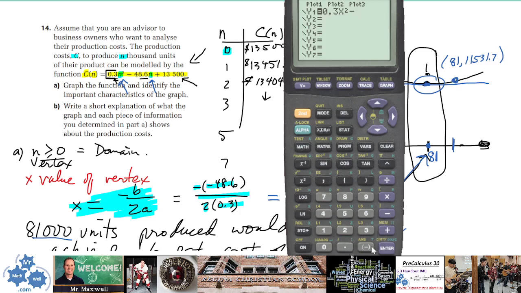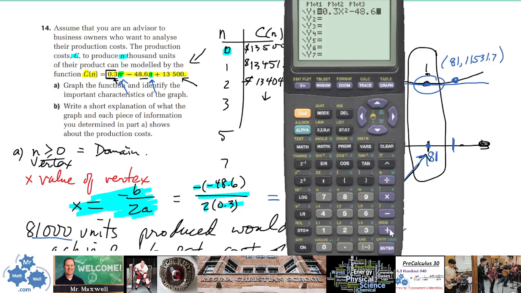They are not interchangeable. So if you have a negative something at the beginning of an expression, you push this button, negative as the first term. If it's something minus something, you have to push this button. The calculator doesn't like you to interchange those. That's a subtraction. It says subtraction right here. So you put subtraction. 0.3x squared minus 48.6, that's pretty straightforward.